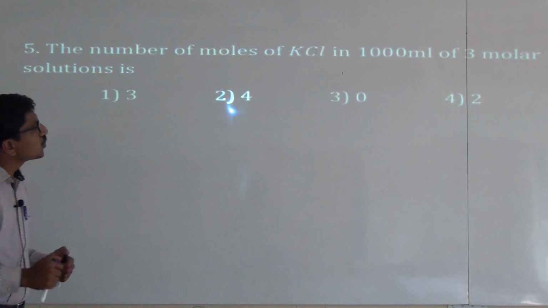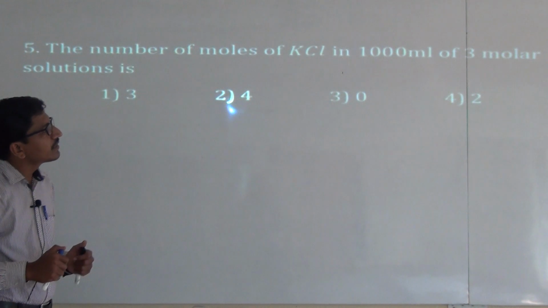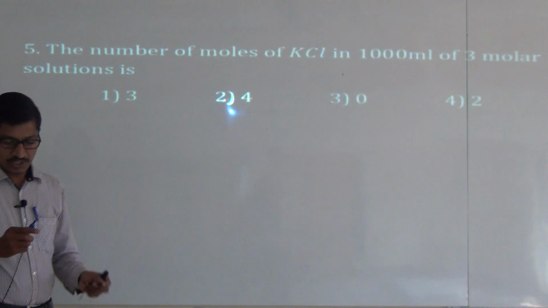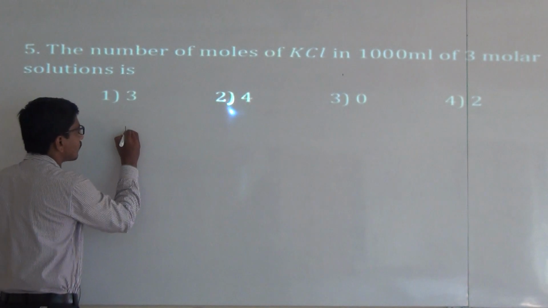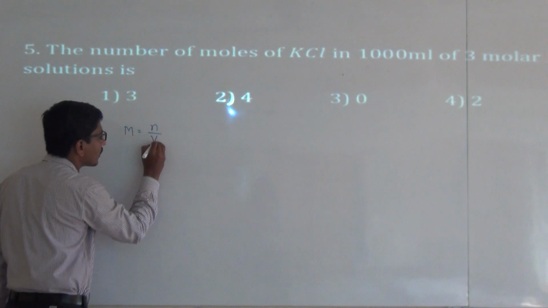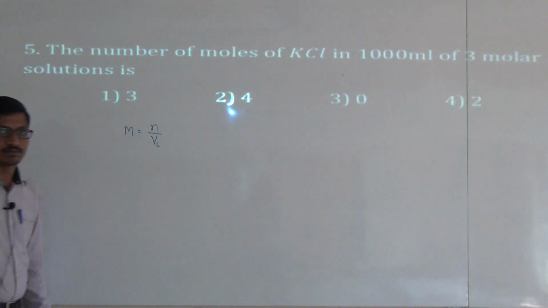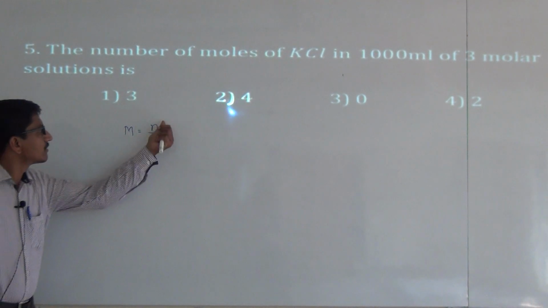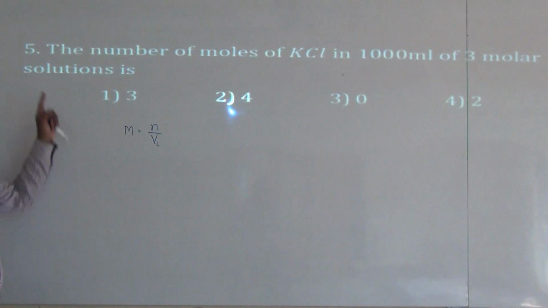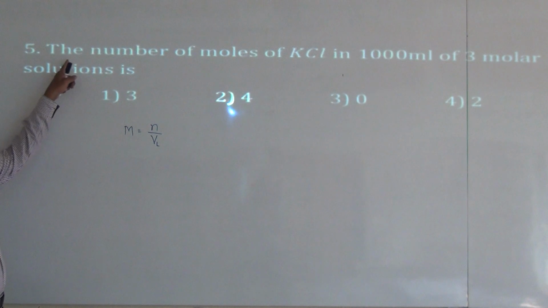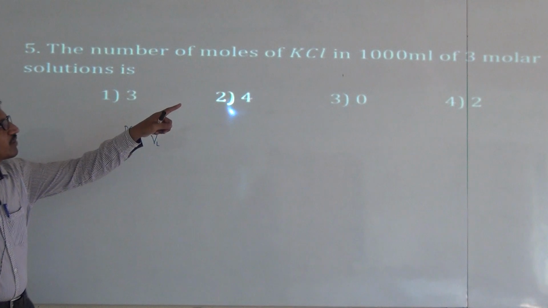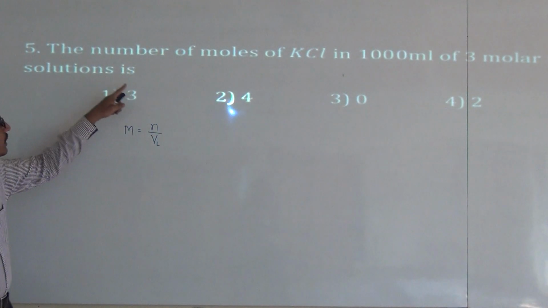The number of moles of KCl in 1000 ml of 3 molar solution is. From the definition, molarity is the number of moles of solute present in 1 liter of the solution. From the above question, the number of moles of KCl in 1000 ml of 3 molar solution is.